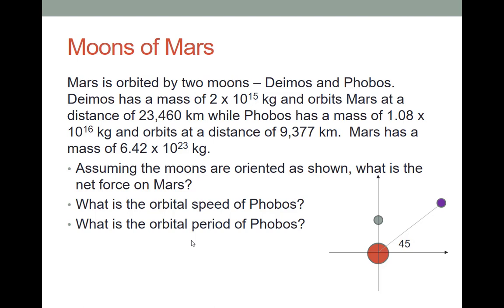First off, notice that Phobos orbits at 9,377 kilometers, while Deimos is orbiting at 23,460 kilometers. That makes this moon Phobos, because it orbits Mars more closely than Deimos does.